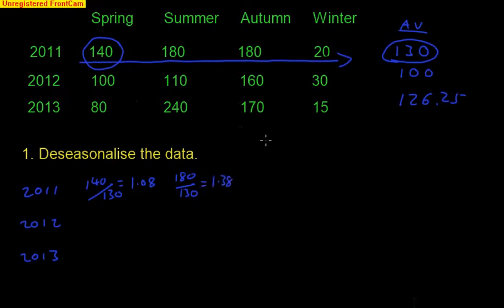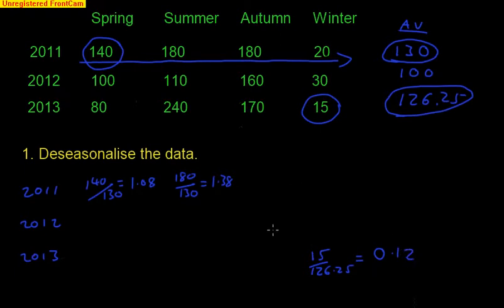You keep going with all of them. Let me do another one for example. In winter of 2013, that's the number down here, we'll get 15 divided by its yearly average, which is 126.25. And this time you get 0.12. I will fill the rest of those in, because once you've got that idea, it's just a matter of pushing the buttons on the calculator to do it all.